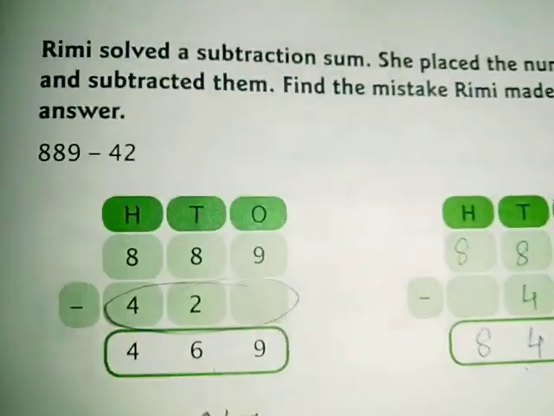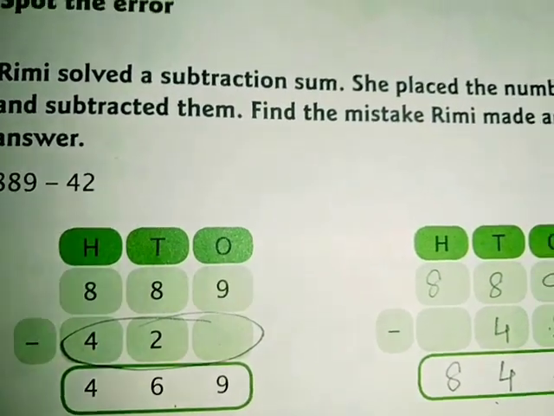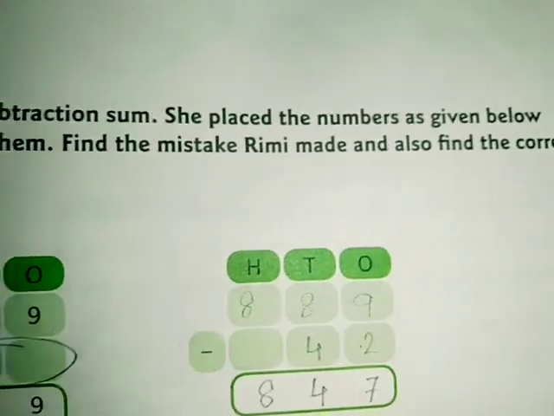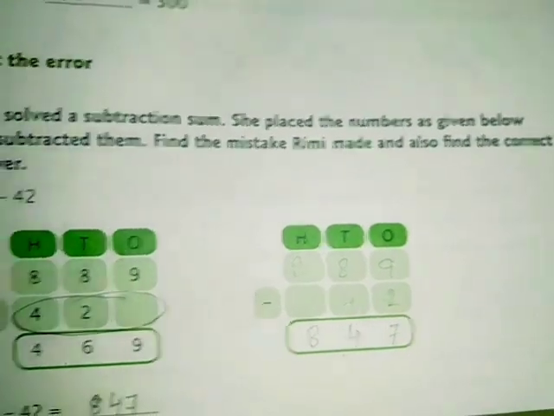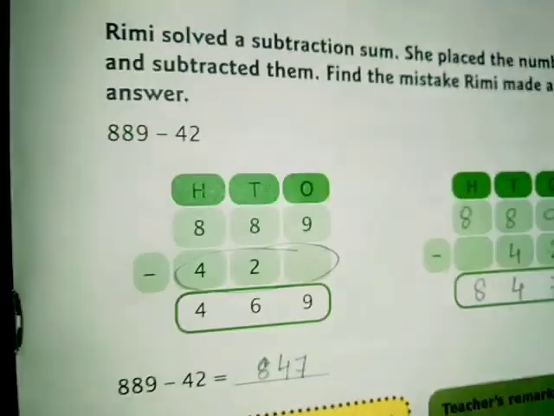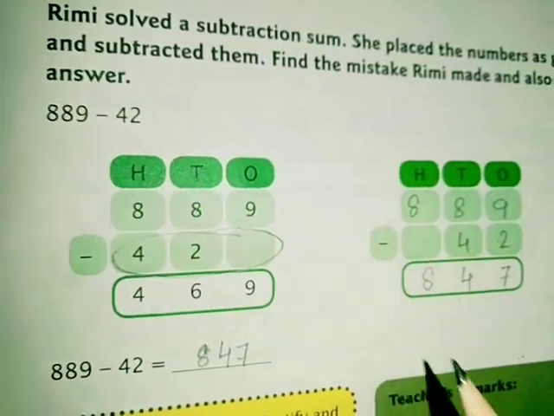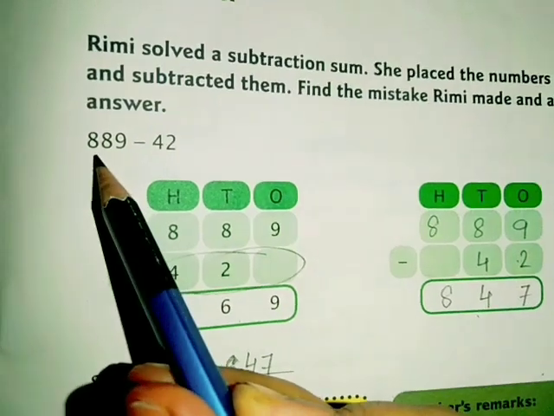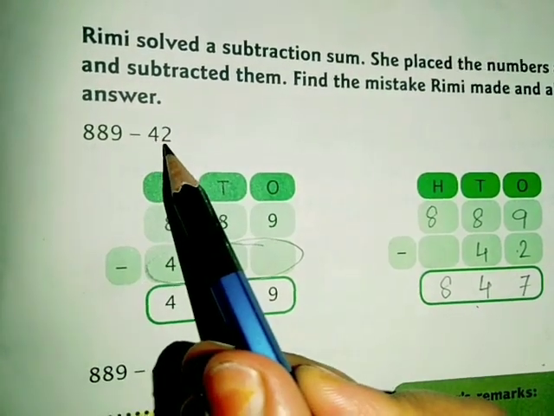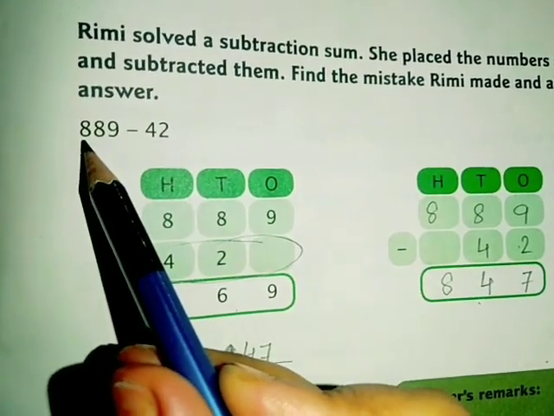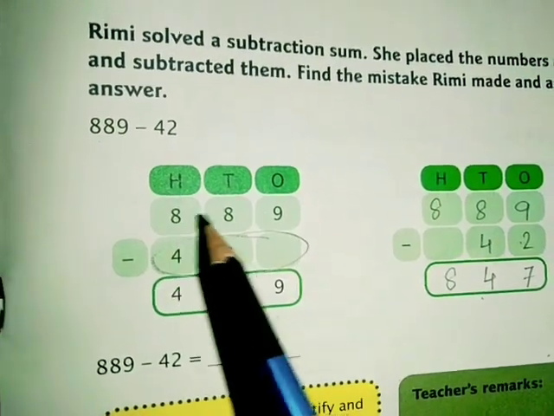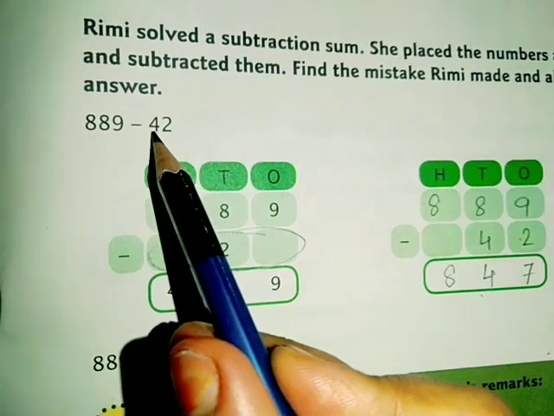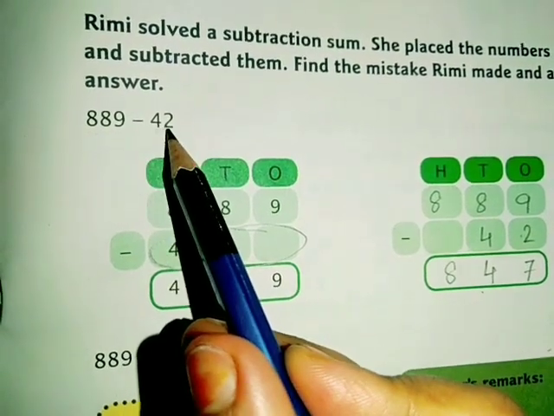Coming to spot the error. Rimi solved a subtraction sum. She placed the numbers as given below and subtracted them. Find the mistake Rimi made and also correct the answer. So this is something that many students make mistake, not only Rimi. The numbers are given: 889 minus 42. So 889 here is 800, 8 tens and 9 ones. It is written properly, 800, 8 tens and 9 ones. But what is this 42? This 42 is 4 tens and 2 ones.